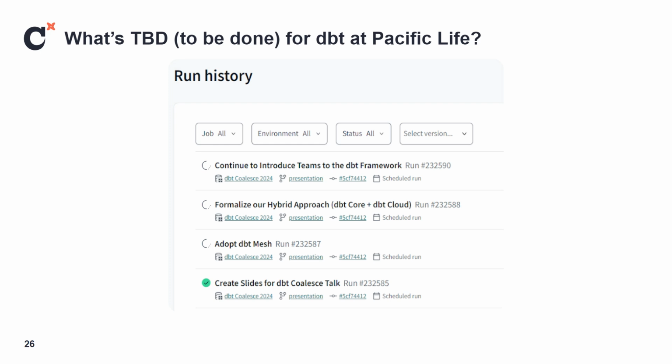The second thing, in the spirit of one dbt, is to formalize our hybrid approach between how dbt Cloud and dbt Core is implemented within the enterprise. There's a lot of different cases that we can have for dbt Cloud, and there's a lot of different cases that we can have for Core. So we're trying to figure out what the balance is between all of that and who needs what, why do we need what, and what's the benefit of both.